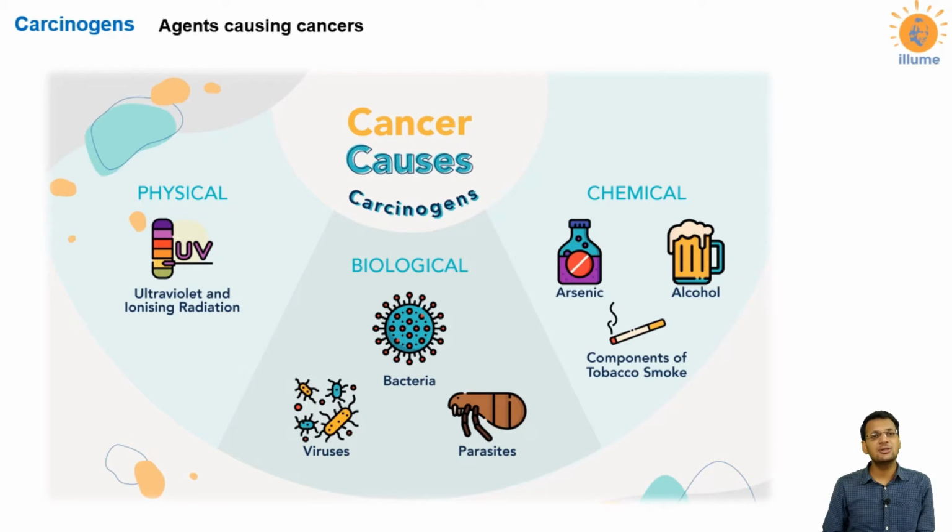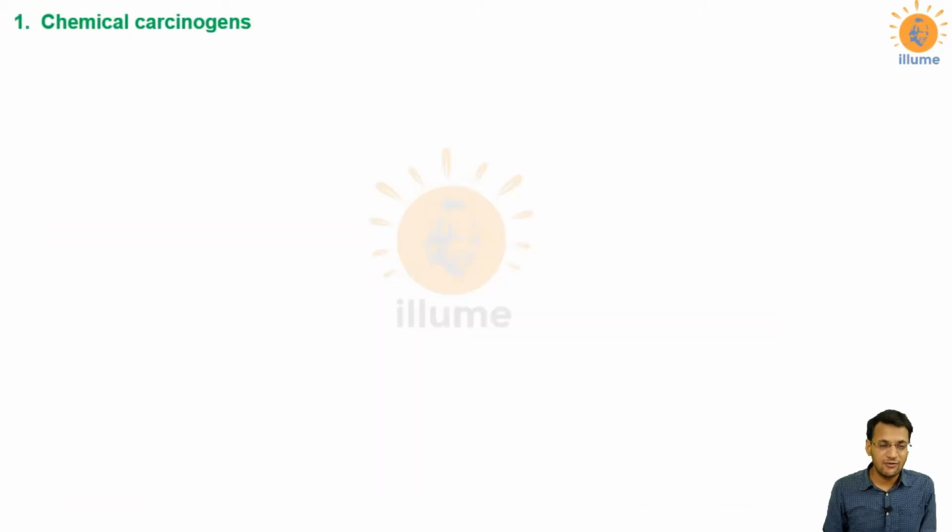In biological carcinogens, biological agents like bacteria, a fungus, a virus, and any flatworm or any other organism that is responsible for cancer development. And in chemical carcinogens, we would deal with multiple chemicals which are responsible for development of cancer. So let's start with the chemical carcinogens.